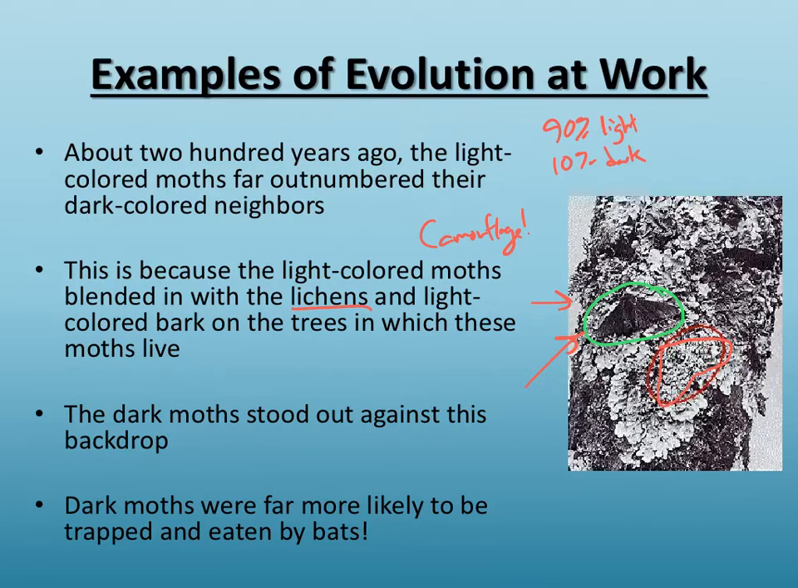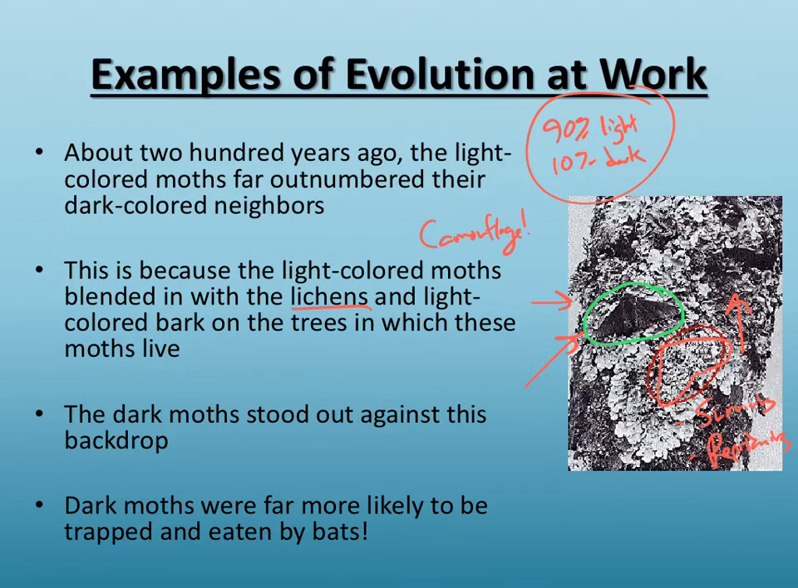So, right, the light-colored moths have an easier time surviving and reproducing. Most of their offspring also going to be light in color. So over a period of time, you get a breakdown like this.